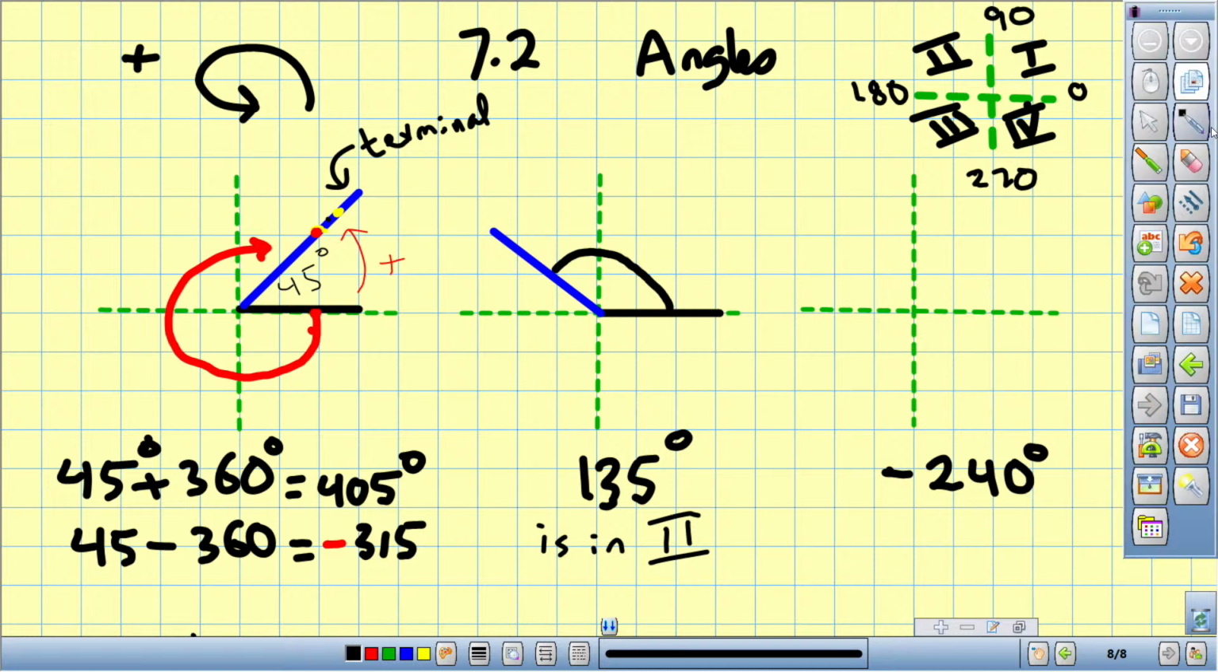Well, let's take a look. I could start 240 here. Again, you always start here. This is your initial side. That's not going to change. And now it depends on the direction. Do you think I'm going to go counterclockwise at the top or clockwise at the bottom? Which one do you think?